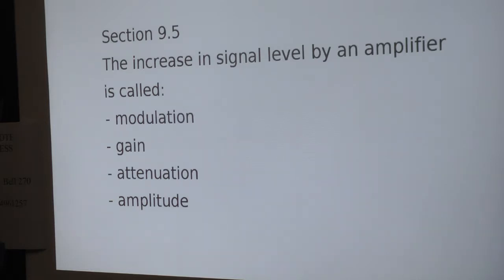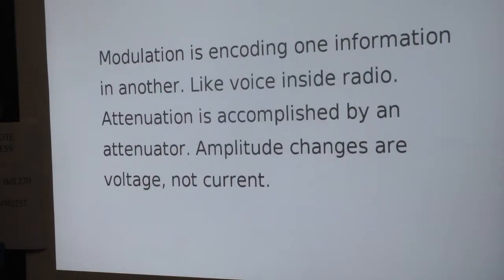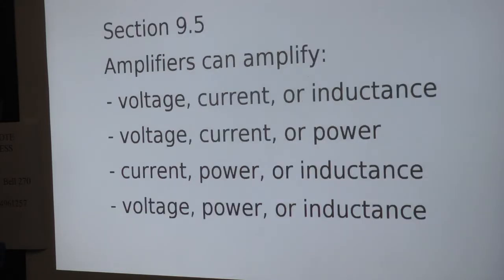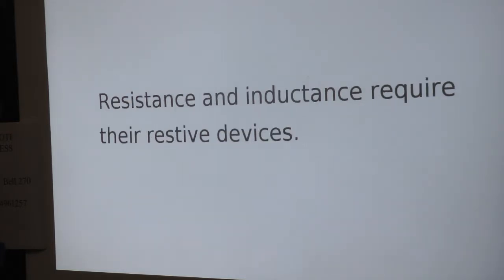The increase in signal level by an amplifier is called the gain. Yeah, gain it is. Modulation is encoding one piece of information in another, like audio inside of radio. An attenuator accomplishes attenuation, and amplitude changes are voltage, not current. Amplifiers can amplify voltage, current, and power. That's correct. Resistance and inductance both require their own separate devices.